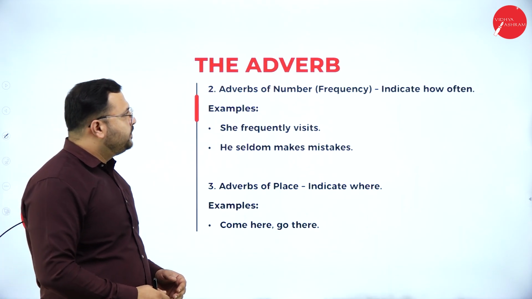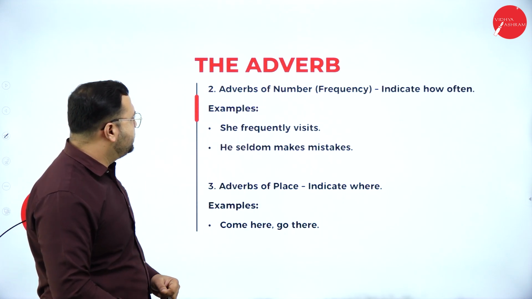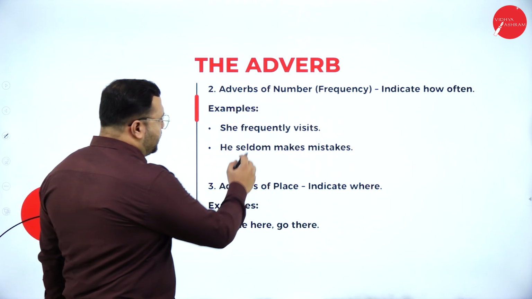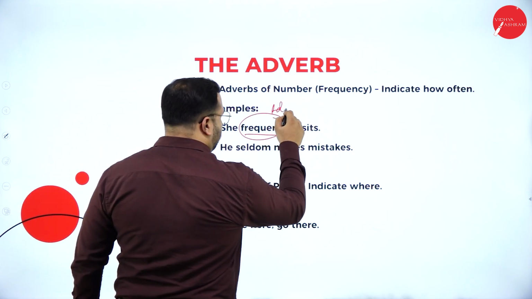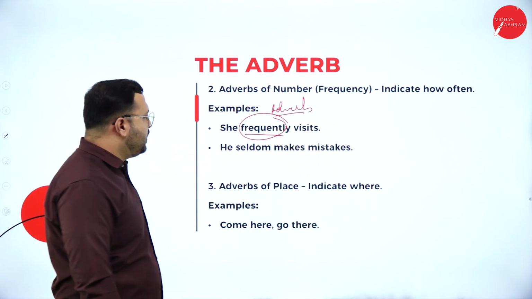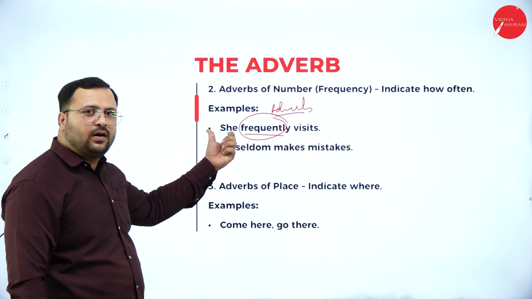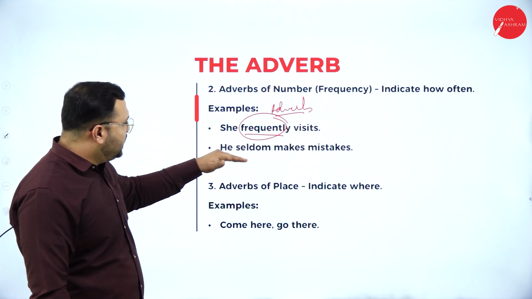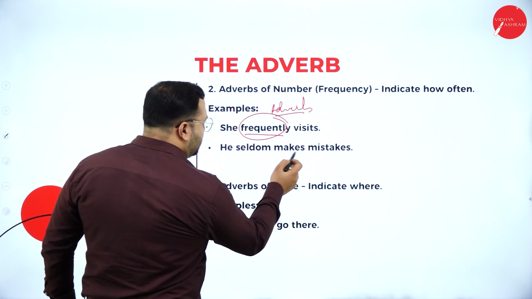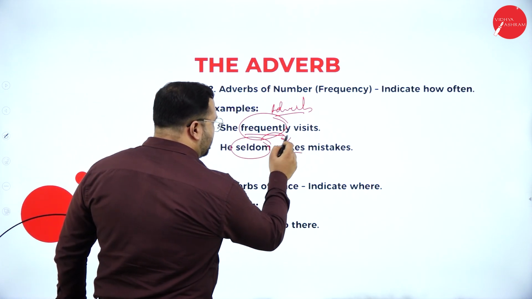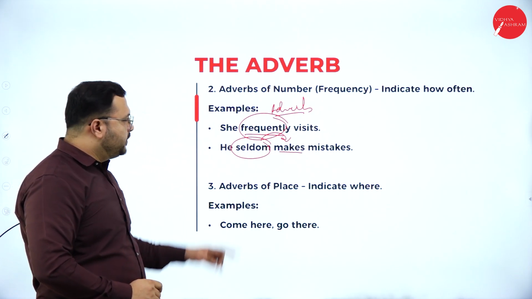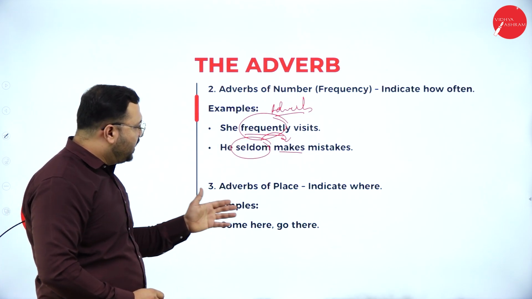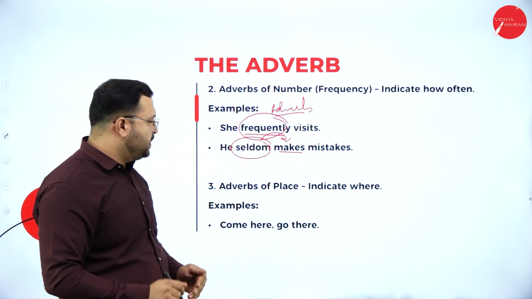Adverbs of number, that is frequency, indicate how often. Example, she visits. How frequently? This is the adverb because it is not describing the girl, it is describing the visit. He seldom makes mistakes. So here, seldom is indicating the process. So these two words are adverbs of frequency, number.